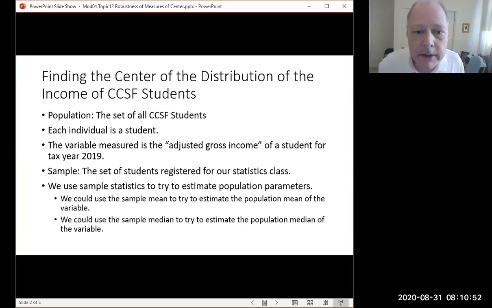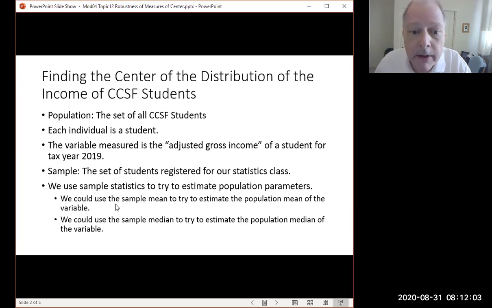So we use sample statistics to try to estimate population parameters. For example, we could use the sample mean to try to estimate the true population mean. The sample mean would just be the average adjusted gross income for students in our class, whereas the population mean would be the same thing, the average adjusted gross income, but of all the students in the population, all the students at City College. So that only works if our sample, in this case, the set of all the registered students just in our class, is representative of the population. It might not be. That becomes a probability question that we will address later in the semester.